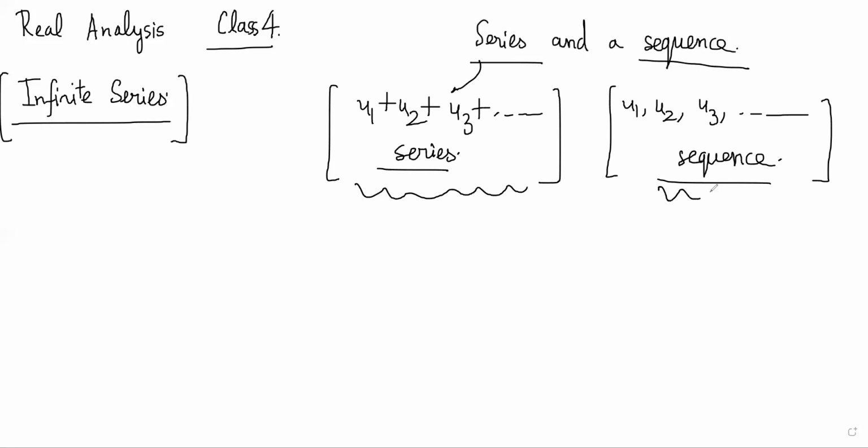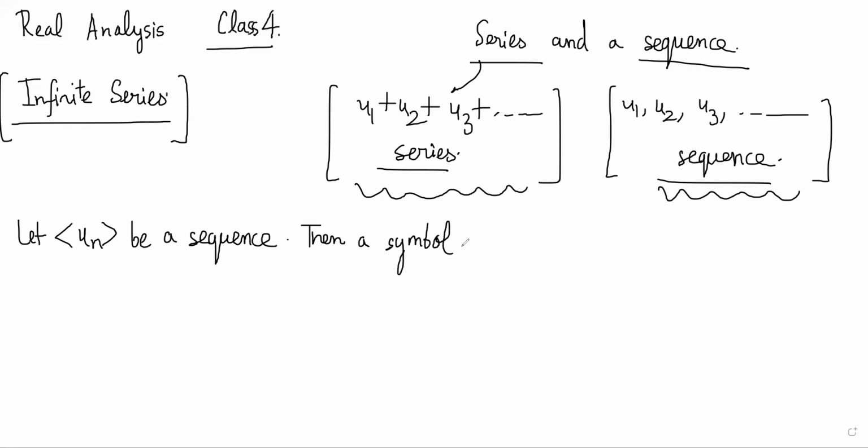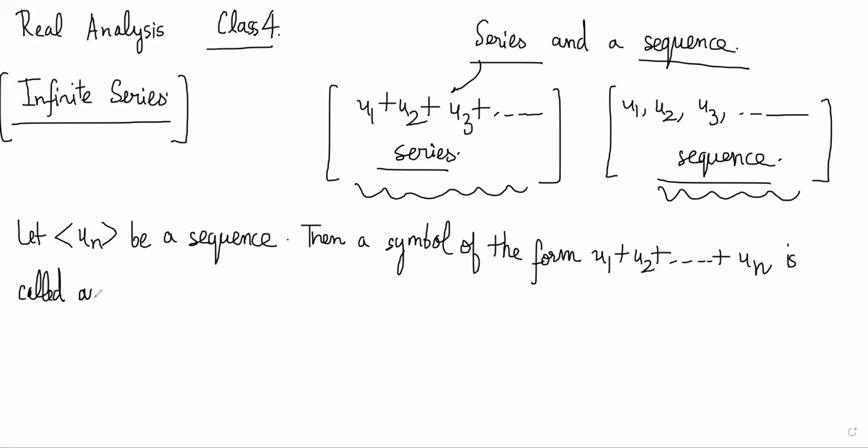We are going to talk about infinite series right now. So there will be many terms and they will be added. So the definition is this: let un be a sequence, then a symbol of the form u1 plus u2 plus un is called an infinite series.